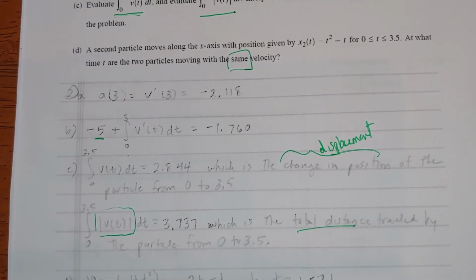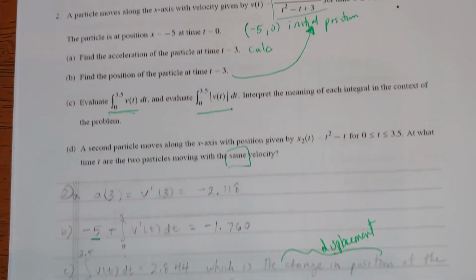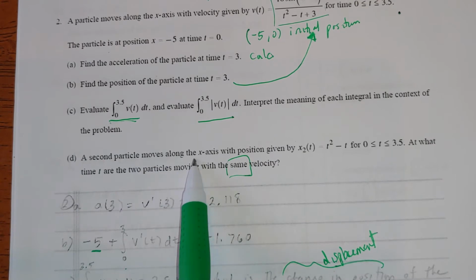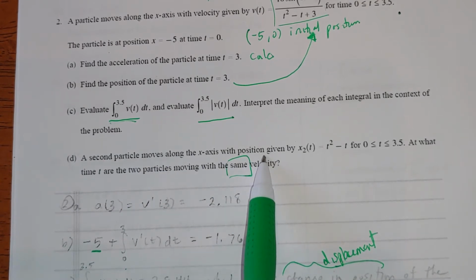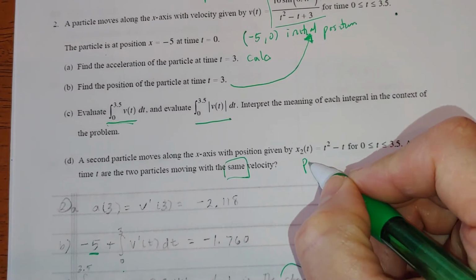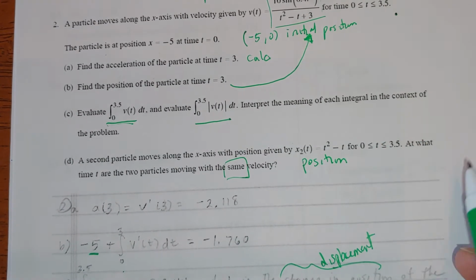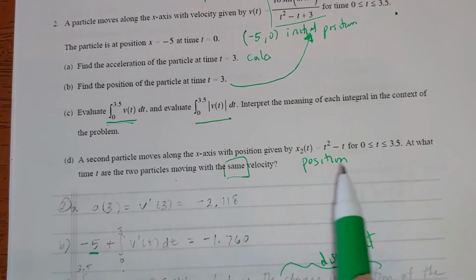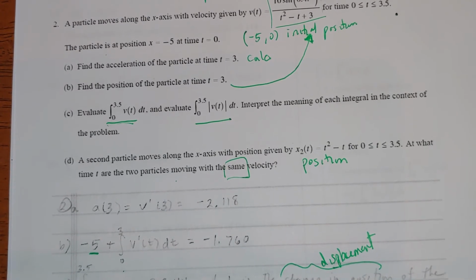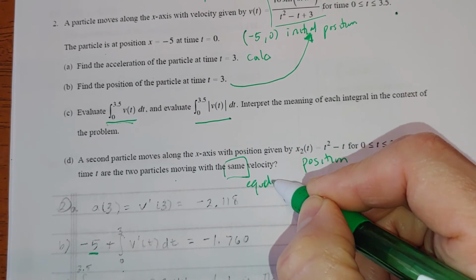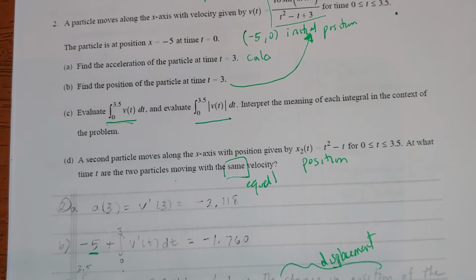All right, letter D. A second particle moves along the x-axis with position. So this is a position function. At what time are the two particles moving with the same velocity? Of course, we know that the word same means equal. So we're literally setting the velocities equal to each other, but remember, this was a position function.